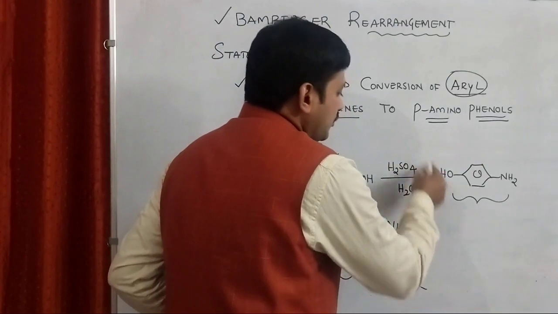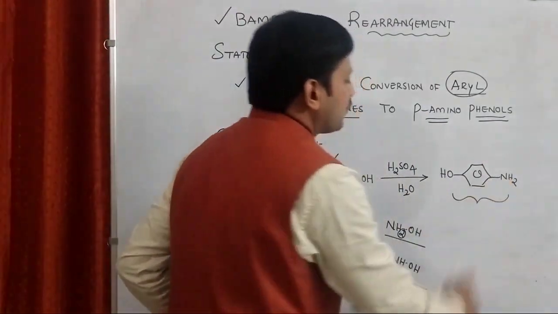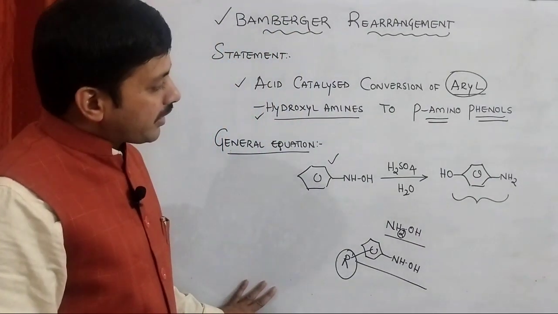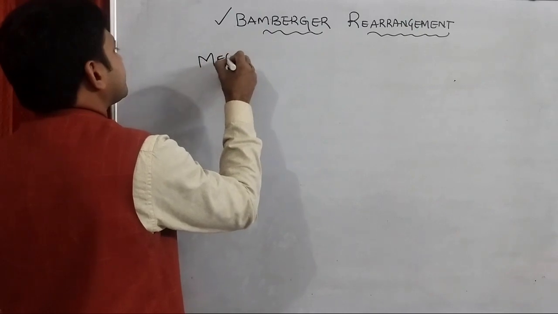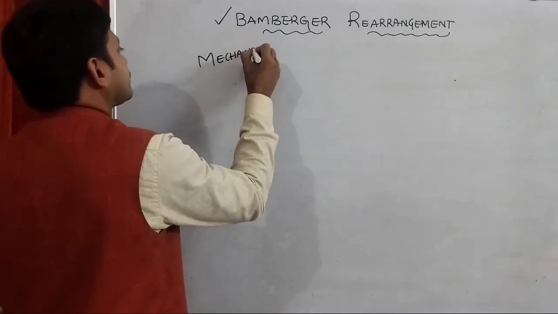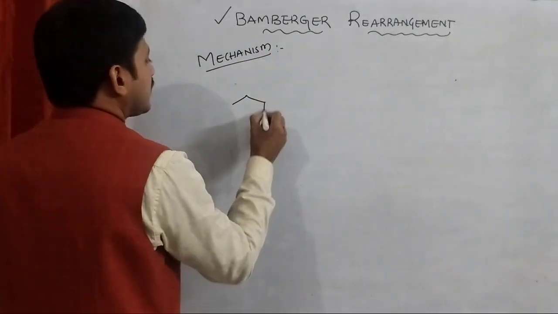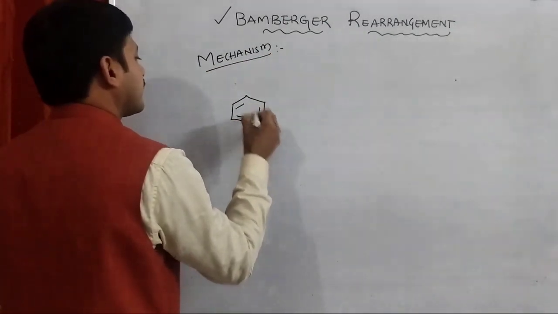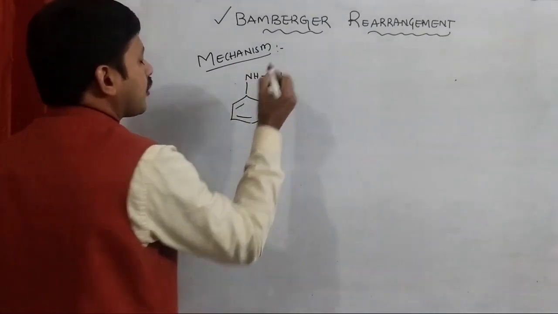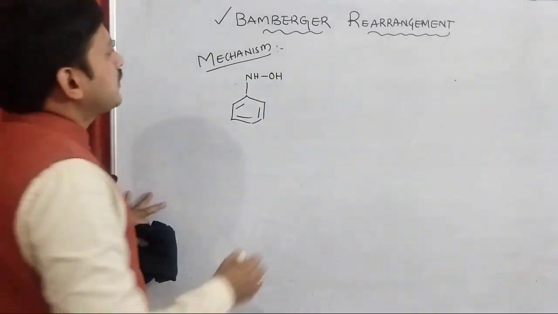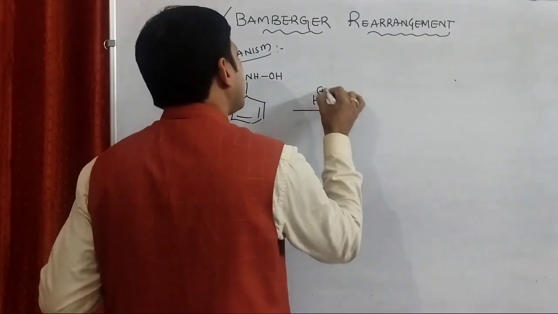It is subjected to the acid catalyzed rearrangement. We will come up with what? Para-aminophenol. Let's see the mechanism. The starting material is aryl substituted hydroxylamine. We know that this rearrangement is an example of what? Acid catalyzed rearrangement or not?